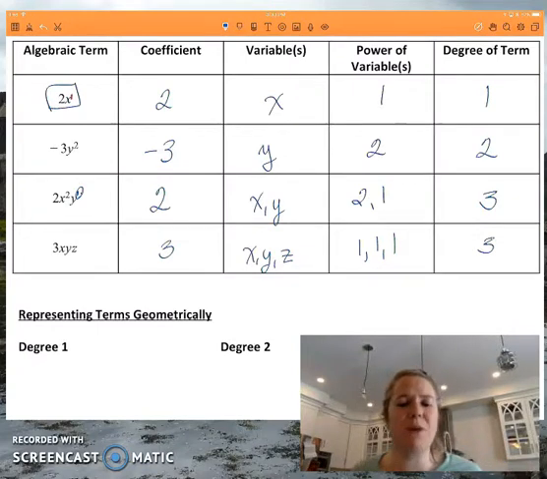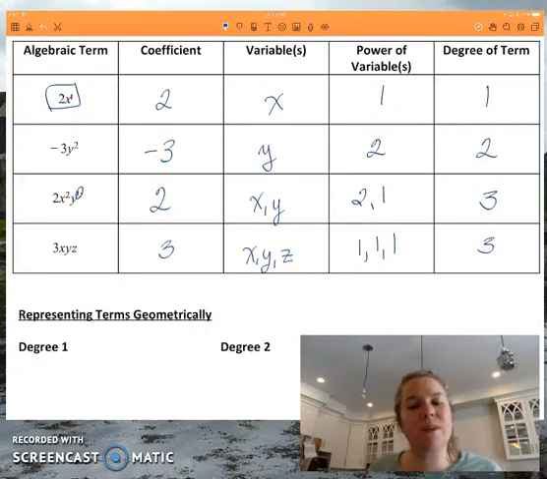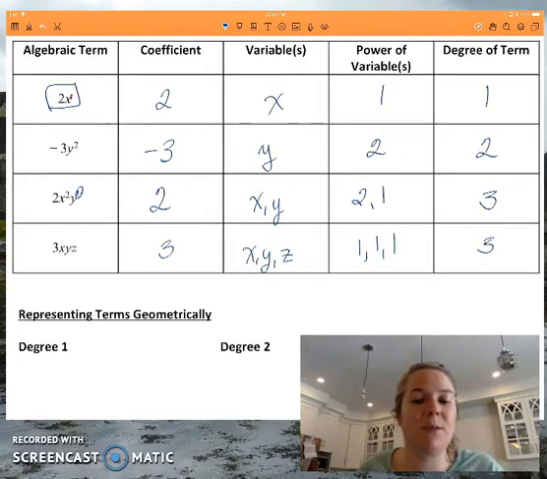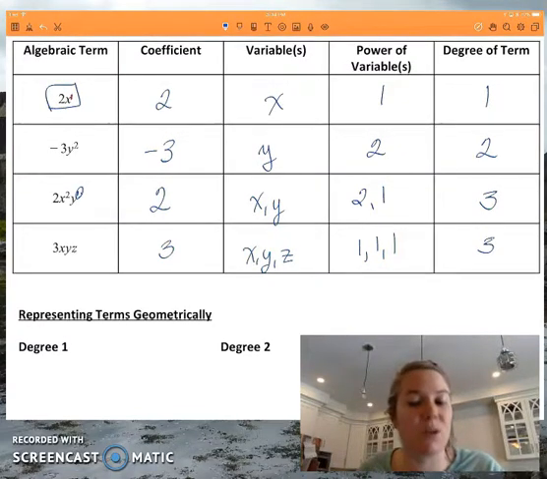And what does the degree matter? Well, the degree is actually an interesting concept. It tells us a lot about a term. And when we get into Unit 2 in our linear relations, the degree is going to be one of the major clues that we're going to use to determine if a relation is linear or not.